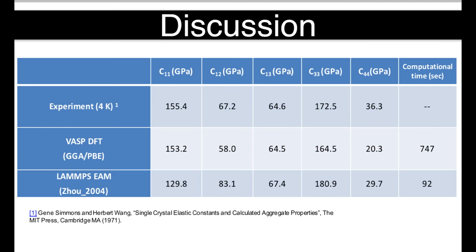The agreement with the experiment is good, but not as good as DFT, which is due to the nature of fitting empirical classical force fields. The advantage of using classical force fields is the computational cost, which took only less than 100 seconds on one core, compared to more than 12 minutes for DFT, which was also on one core.